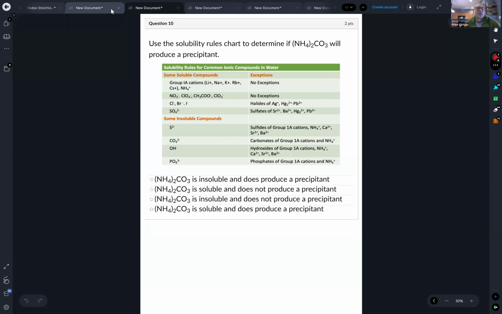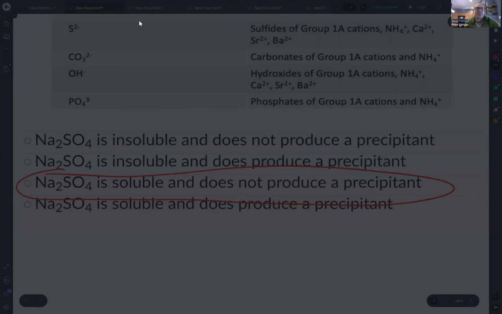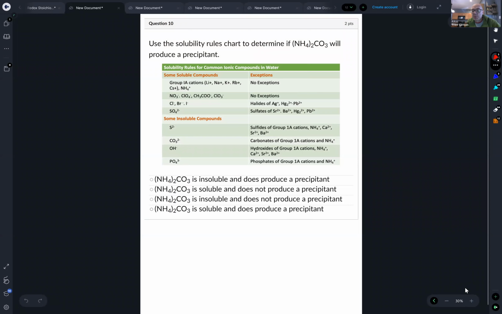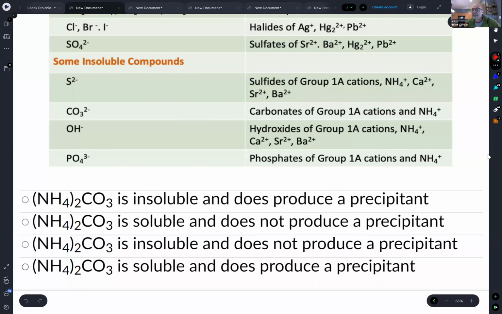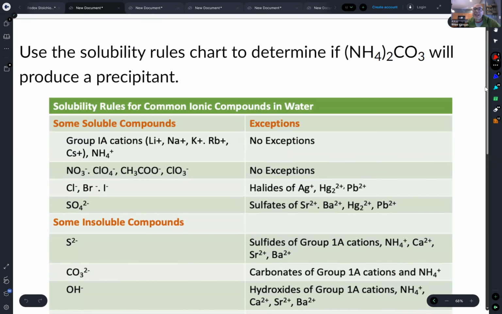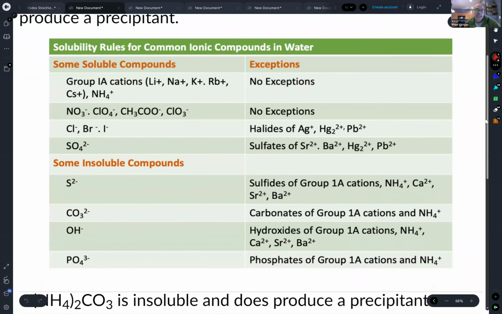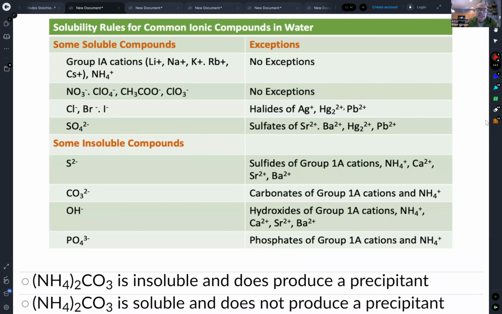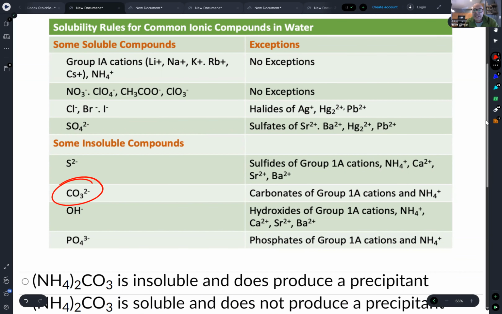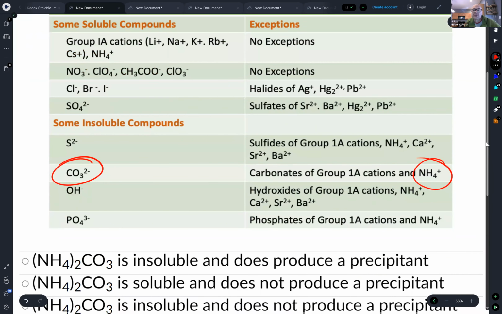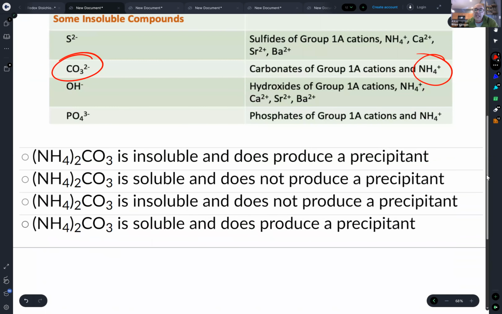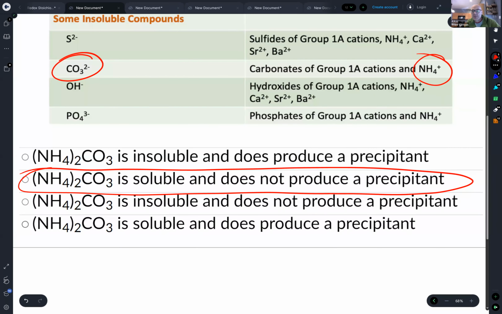So let's jump to question number 10 now. Let's see if it's equally as abundantly clear. Question number 10, let me blow it up here a little bit. NH4CO3. All right, there are no rules for NH4. There is a rule for CO3. CO3 does have an exception, so that does make it soluble. And that means that it has no precipitant. It is soluble and it does not produce a precipitant. So that is the exception to that rule.